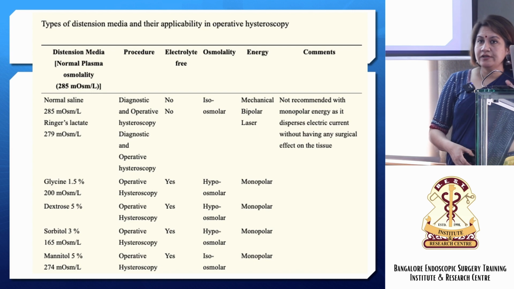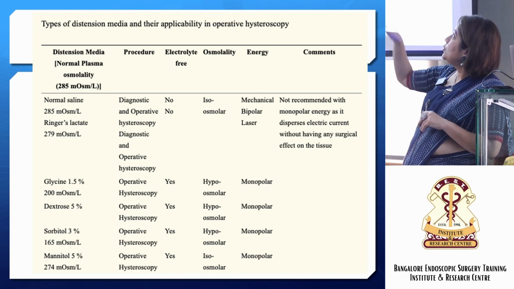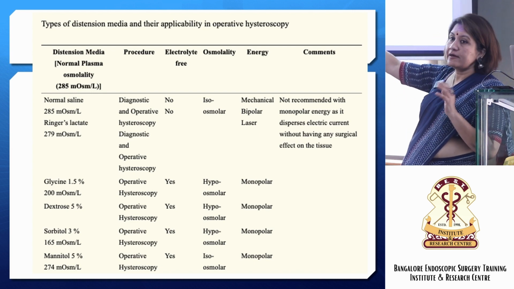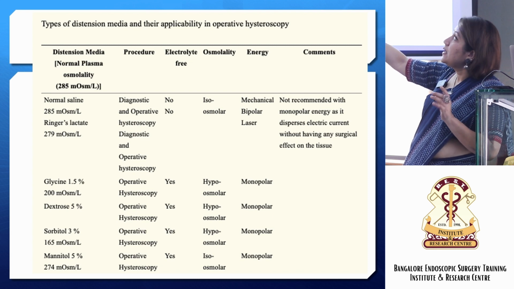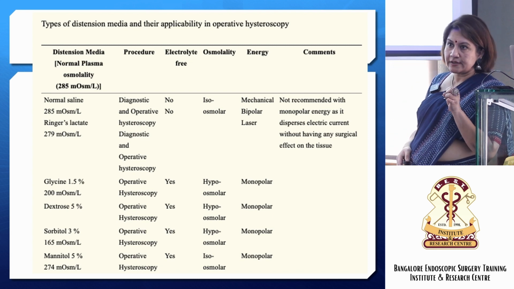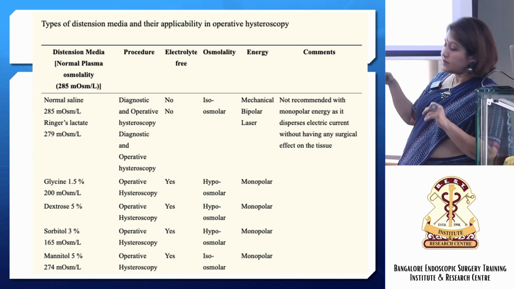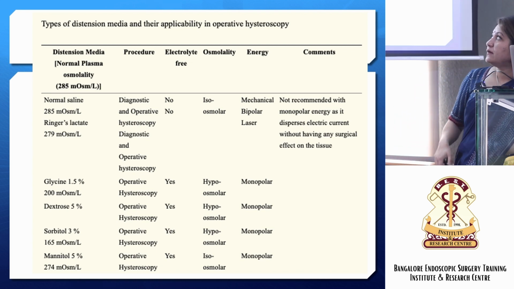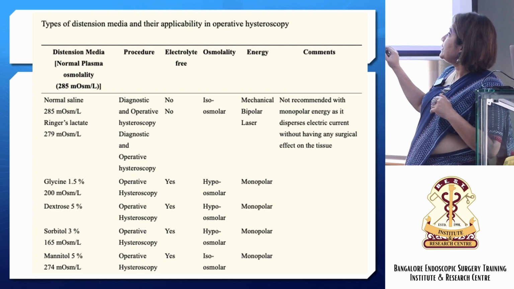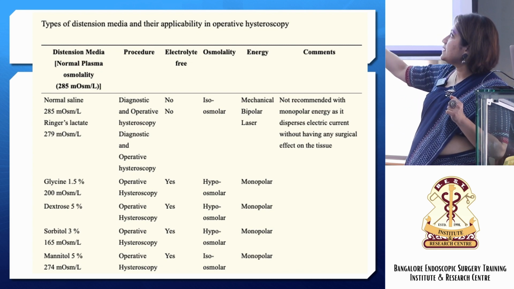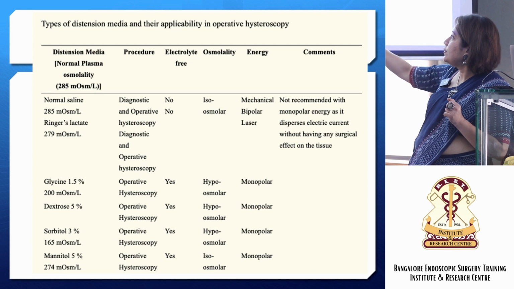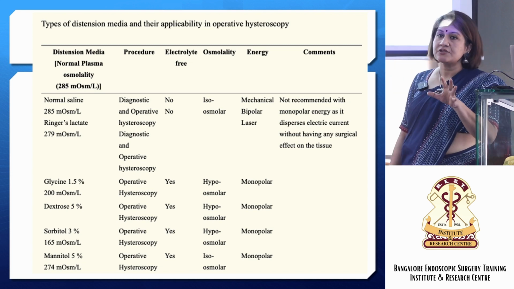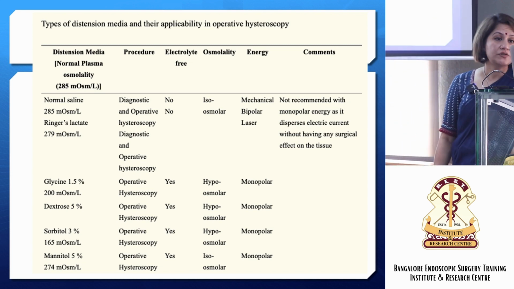So, just to run through the systems. Whenever we are using normal saline or Ringer's lactate, it's an isoosmolar system that can be used only in diagnostic hysteroscopies, and operative ones with bipolar or laser. These are the only three times you can use saline. For a monopolar system, you need glycine, which is hypoosmolar. I'll be talking only about 1.5% glycine, because that's what we'll be using most of the time.